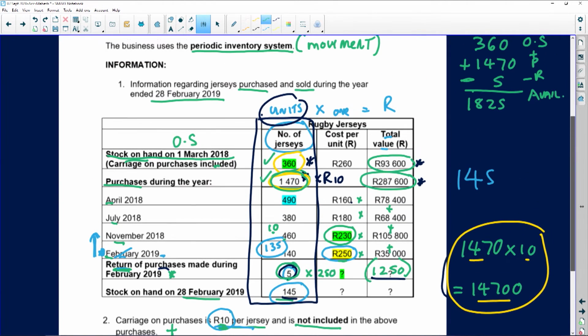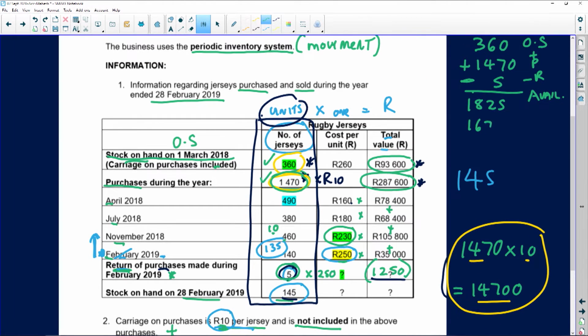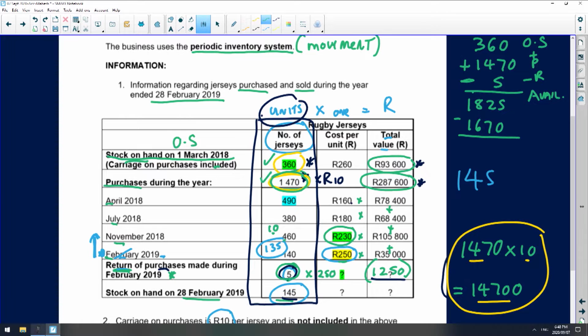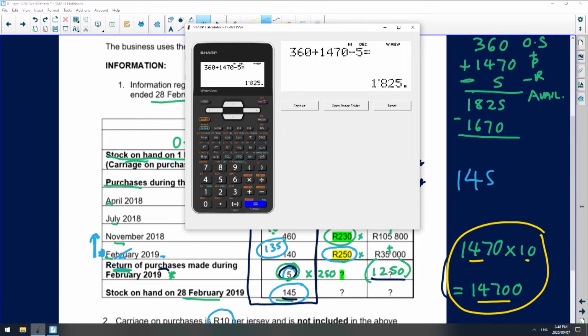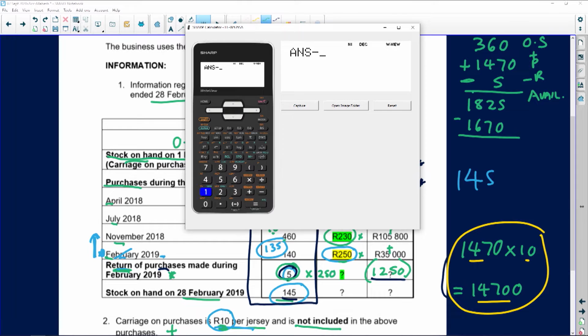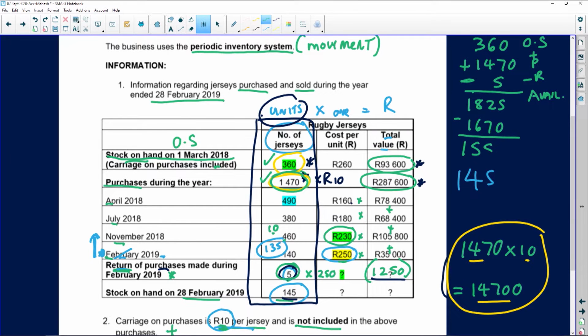So 1,670 is what I ended up selling. So how many jerseys should there be in my shop? So obviously what I had available, 1,825 minus 1,670. So in my shop at the end of the year, there should be 155 jerseys available. Okay, that's according to now my books, according to my records. That's how many jerseys I should have available.